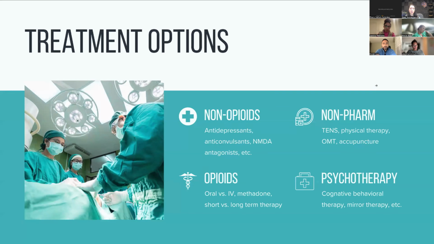Lots of different treatment options for pain, as we know. We'd like to focus on our non-opioid medications, a lot of antidepressants, anticonvulsants like gabapentinoids, NMDA antagonists like ketamine. We have all of our opioids, our oral and our IV methadone, lots of short and long-term therapies, non-pharmacological therapies, so our TENS therapies, physical therapy, OMT, which is osteopathic manipulative therapy, and acupuncture, and a lot of physiotherapy as well.